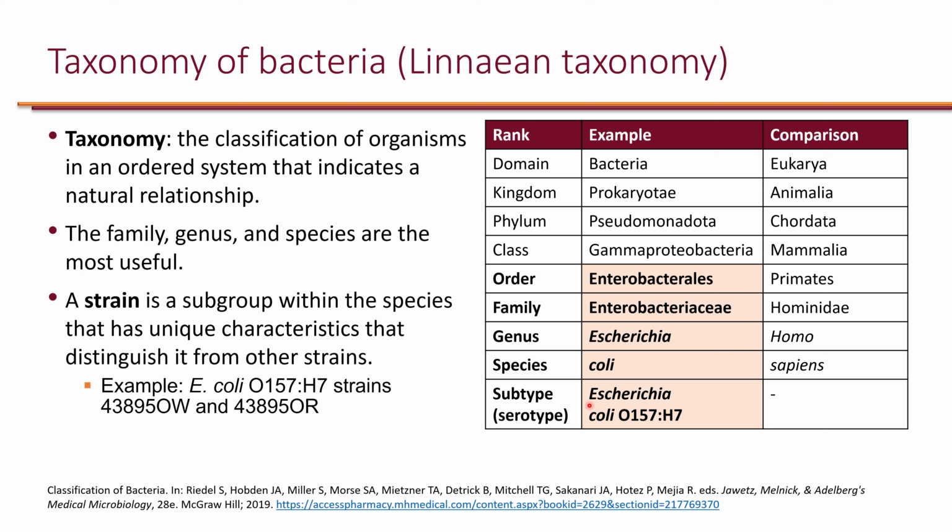Now, a strain is a subgroup within the species that has unique characteristics that distinguishes it from other strains. For example, E. coli is the species, and E. coli O157:H7 is one of the subtypes of E. coli, and that itself can have different strains. For example, these strains are identified by a sequence number. So that's an example of strains.